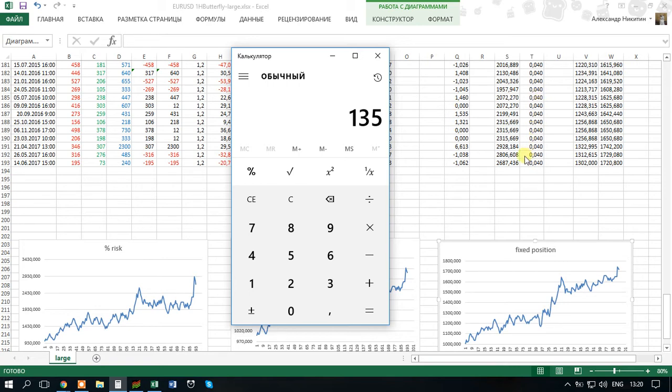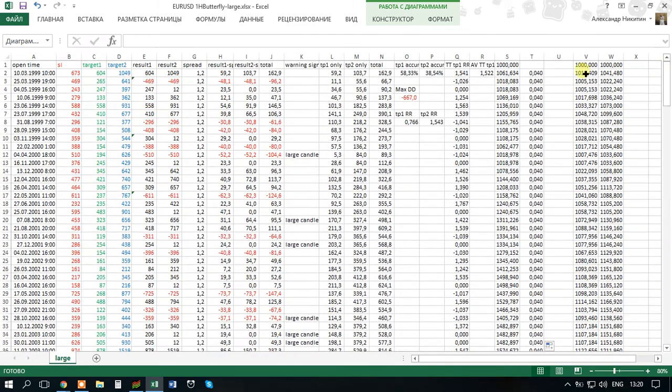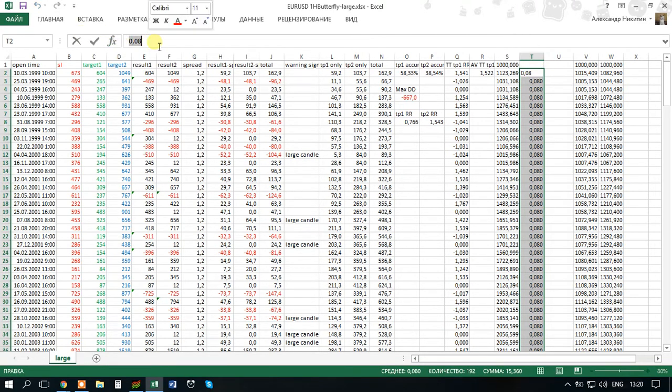We can increase it twice if you are good to digest a 30% maximum drawdown. We can increase this twice to 300. Okay, let's increase that twice. You see, fixed position gives you more room for manipulating the bet size. So 0.08 is a fixed position, 8 micro lots.